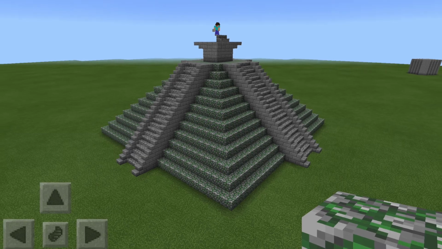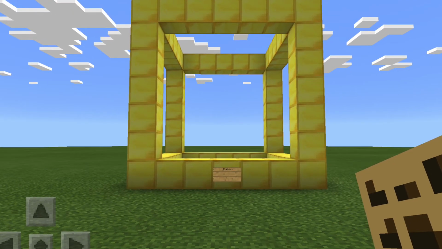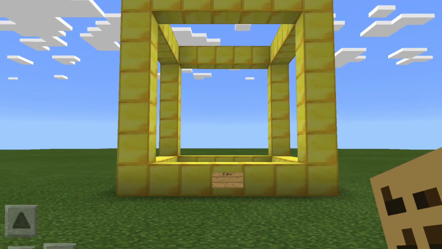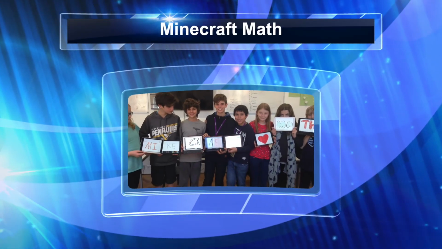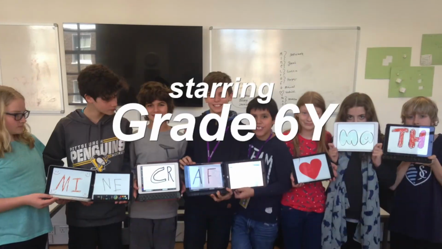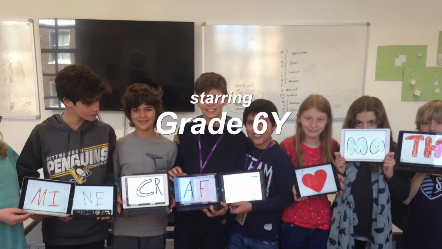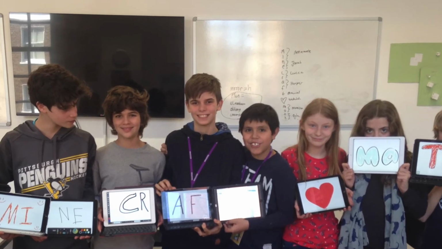There are several platforms such as Minecraft that are built for non-educational purposes that are powerful at engaging students. Here is one of my grade 6 classes that used Minecraft to explain geometry vocabulary.